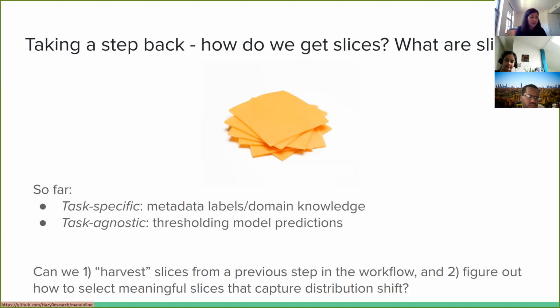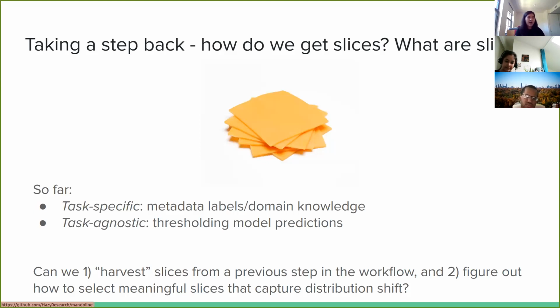So one question you might be asking is, does Mandoline rely on slice quality? And the answer is yes, it very heavily depends on the quality of the slices to capture the distribution shift. While this may sound like a pretty restrictive requirement, we're actually pretty excited about this because we see this more as a paradigm shift in evaluation that motivates us to think about how practitioners can organize, gather, and iterate on these subgroups of meaningful information.